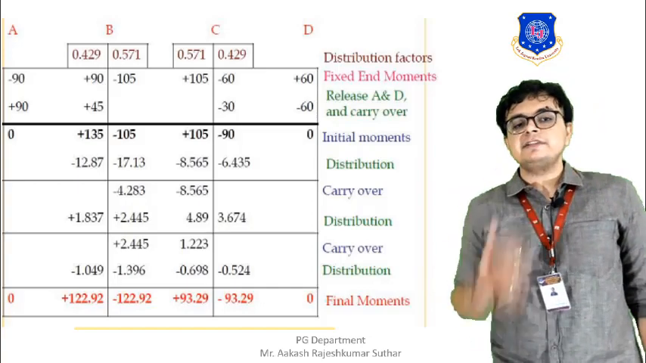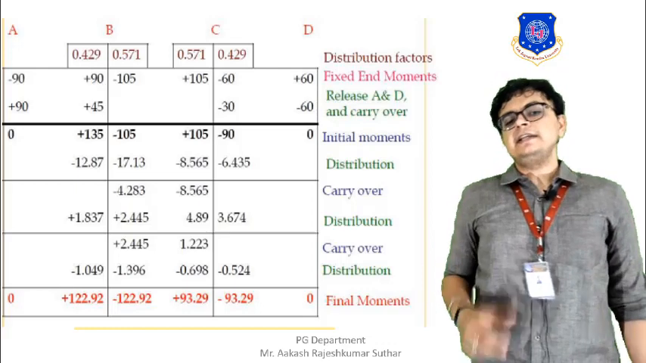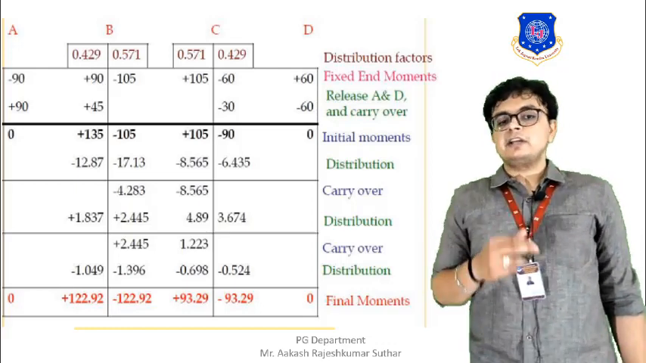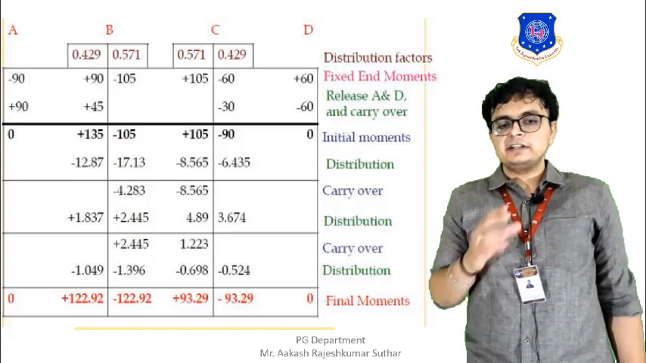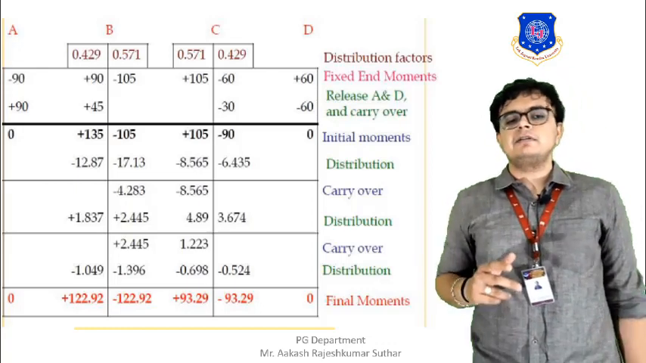Similarly for MBC, we have the distribution of minus 4.283, and we have to multiply it with 0.571. So finally the value that we are getting will be 2.445. It will be a negative sign, but whenever we are actually putting it in the table for the distribution, we have to take the opposite sign, and for this reason we have written it as 2.445.